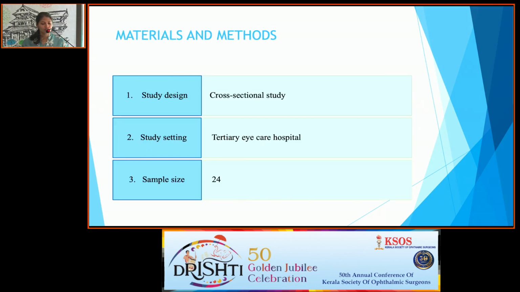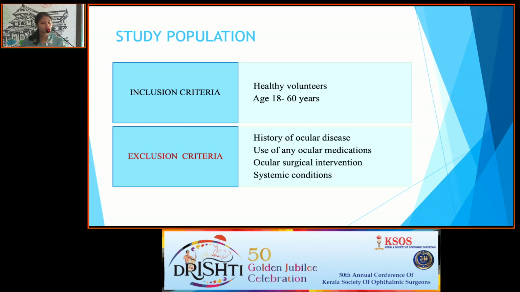So we did a cross-sectional study in a tertiary care hospital and the sample size was 24. We included healthy volunteers in the age group of 18 to 60 years. And we excluded those people who had a history of any ocular disease, were on any ocular medication or systemic medication which altered the ocular surface, and those who had undergone any ocular surgical intervention.